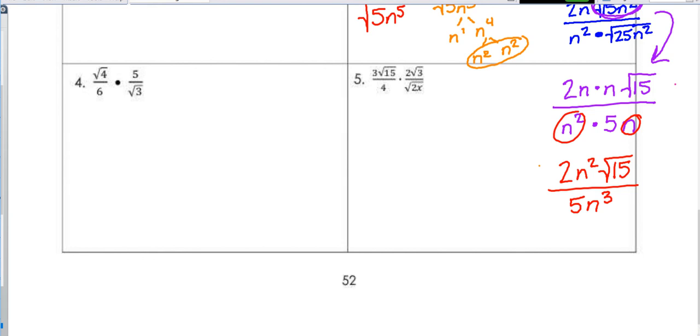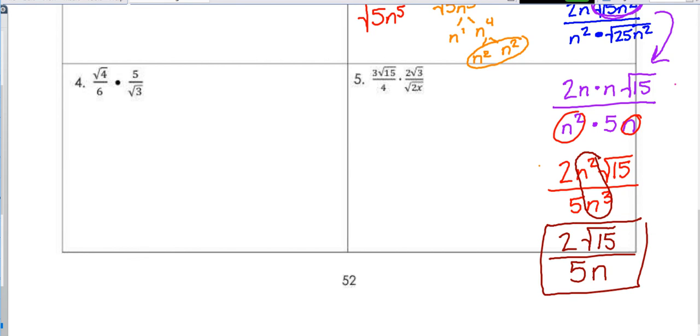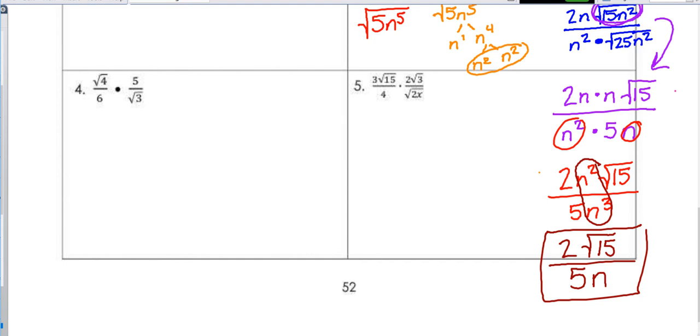And oh my gosh, this ended up being a longer problem than I thought. That is okay though. Now let's go ahead and simplify our n's top and bottom. So I end up with 2 square root of 15 over 5n. And that is your final answer for number 3. If you need to watch that one again, rewind the video and replay it because there were a lot of steps. And again, there are so many ways you could have solved this problem. So if you'd like to try a different way, that is totally okay.